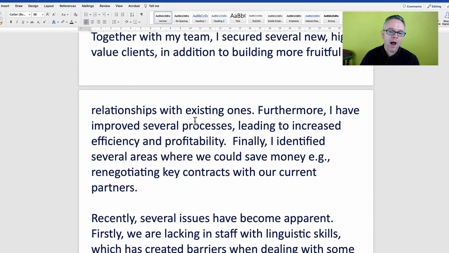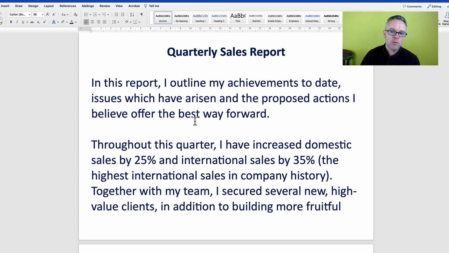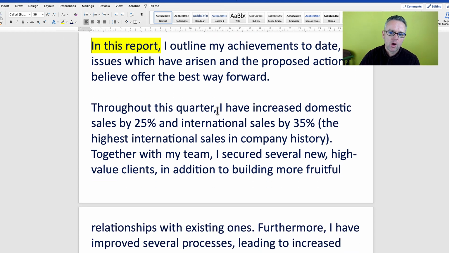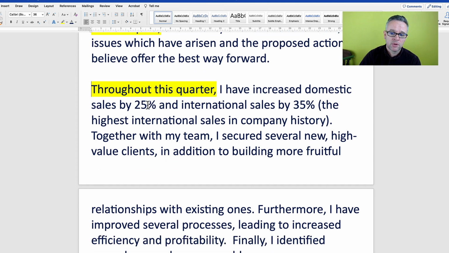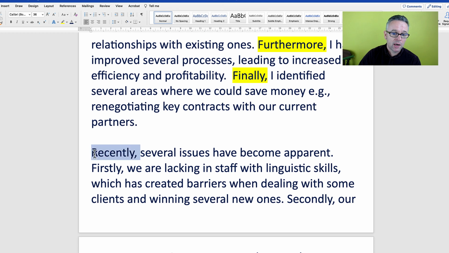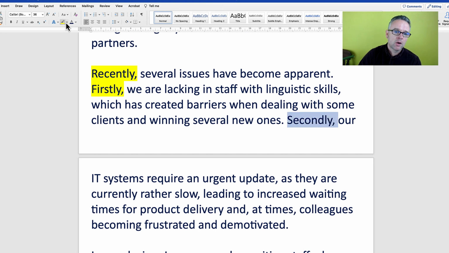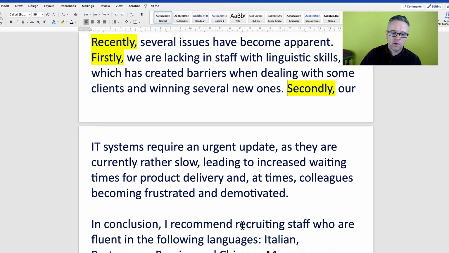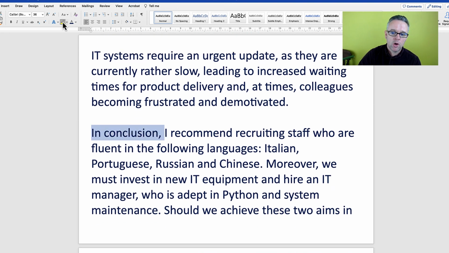Now, I want to just whiz back through this. And what I'm going to do, I am going to highlight all of the ways in which I have started sentences with fronted adverbials. And I'm going to highlight them. So we've got in this report, comma, throughout this quarter, comma, together with my team, comma, all ways of starting sentences, furthermore, comma, finally, comma, recently, comma, firstly, comma, secondly, comma. And then we have in conclusion, comma, moreover.